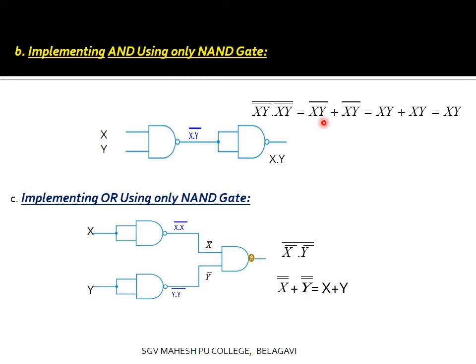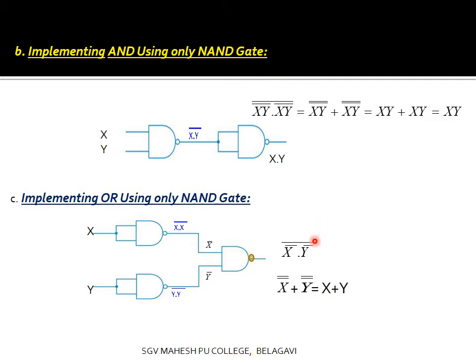If you further divide it, by applying De Morgan's theorem, we get xy double bar plus xy double bar, which is nothing but xy plus xy. We also know that anything which is added with the same variable remains the same variable as it is. That is, xy plus xy will remain xy only. So we get an output of xy, which is nothing but an AND gate represented in the form of NAND gates.